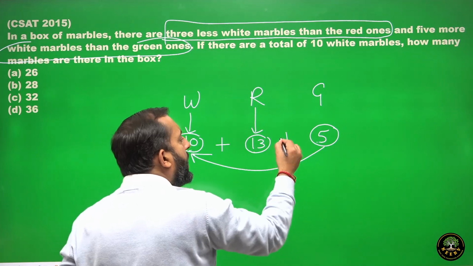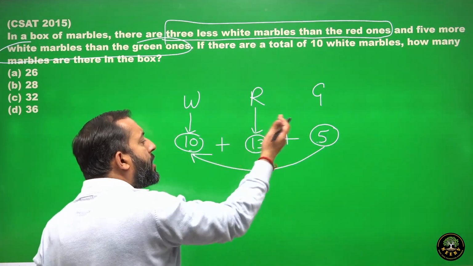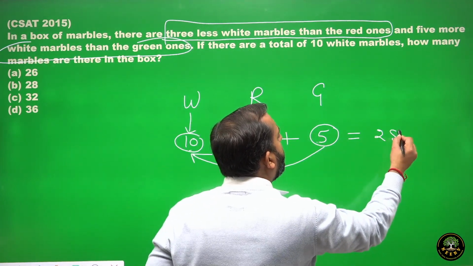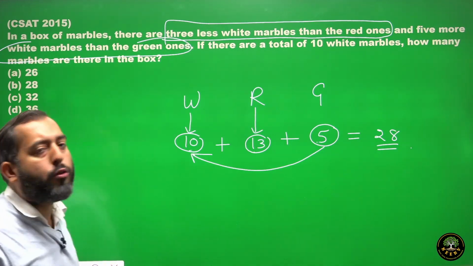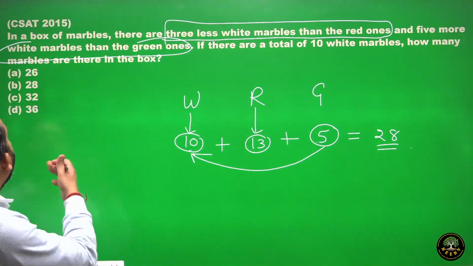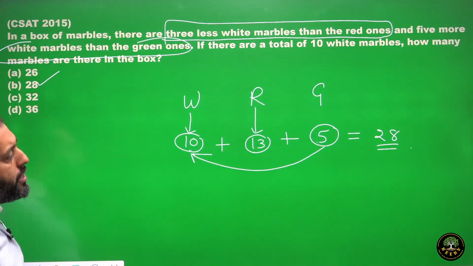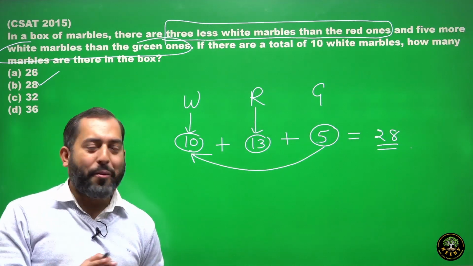Now if you are adding them, 10 plus 13 plus 5 is what? 28. So 28 is the count of total number of marbles. So total number of marbles are what? Option B, that is 28. I hope this is clear.